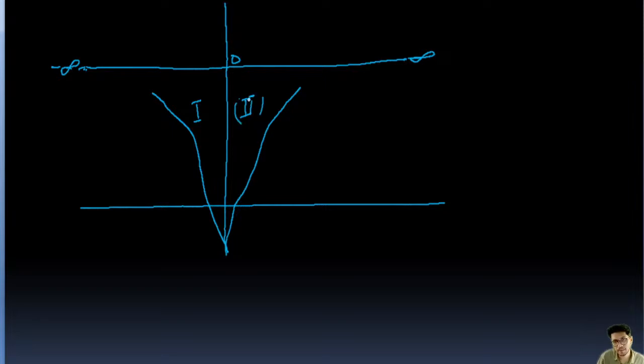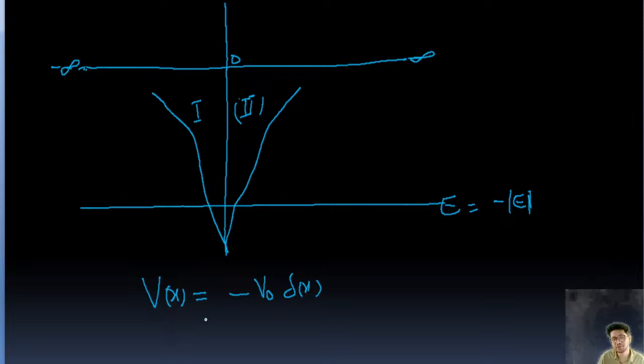And this is I, and this is the energy. The energy is equal to minus mod E. And the Dirac delta potential, that is V(x), is defined as V(x) equal to minus V naught delta x. So this is the Dirac delta potential, guys. V(x) in 1D is minus V naught delta x. This is region first, this is region second.